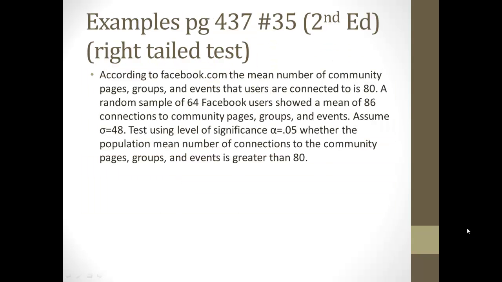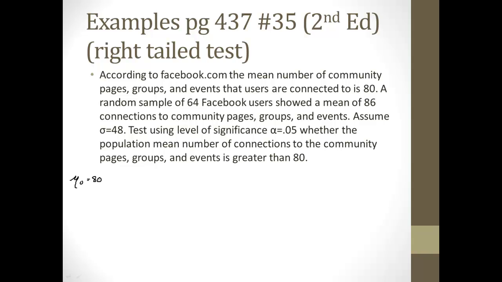So here's an example of a right-tailed test. According to Facebook.com, the mean number of community pages, groups, and events that users are connected to is 80. A random sample of 64 Facebook users showed a mean of 86 connections to community pages, groups, and events. Assume the standard deviation equals 48. Test using level of significance 0.05 whether the population mean number of connections to the community pages, groups, and events is greater than 80. Since that's greater, we're going to do a right-tailed test.